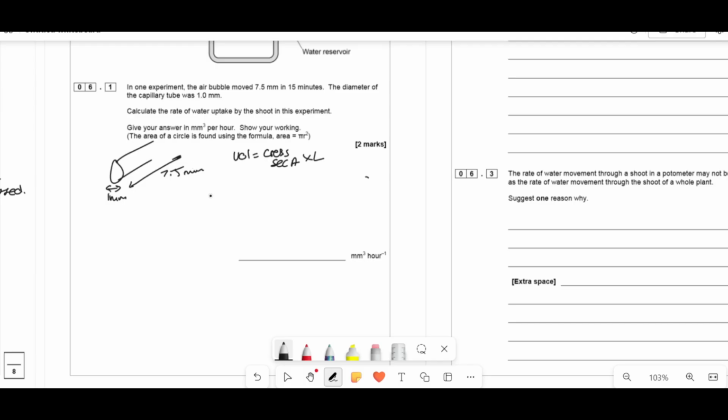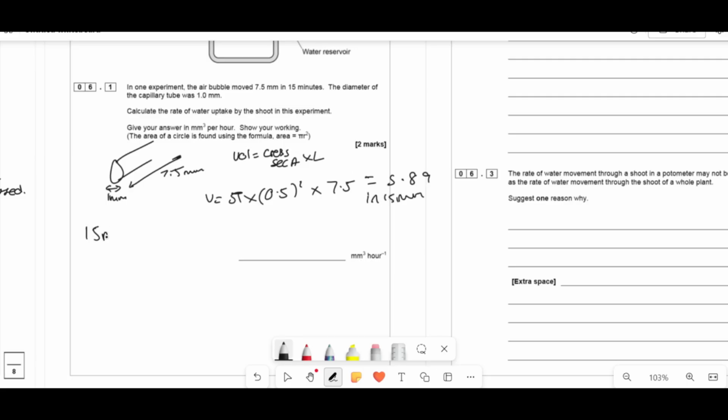So the volume is going to be the cross-sectional area, so pi times the radius squared. The diameter of this thing is 1, so the radius is 0.5 millimeters, squared, times the length, 7.5. If we do that, we get a volume of 5.89. But this was in 15 minutes.